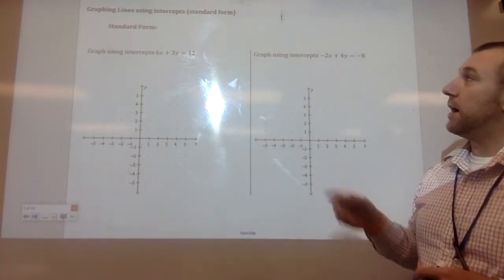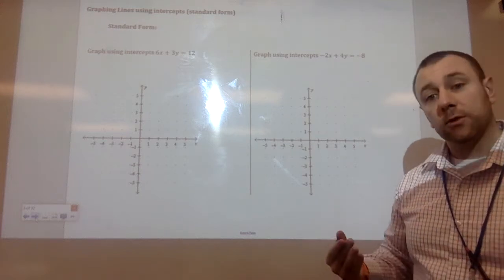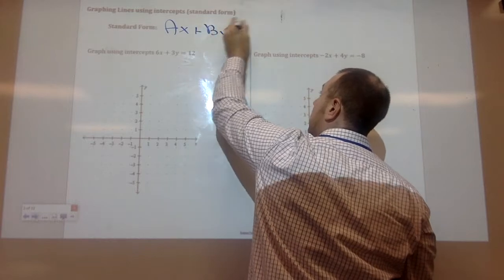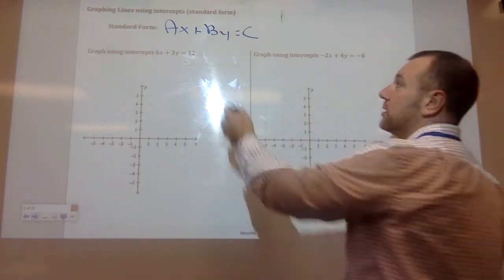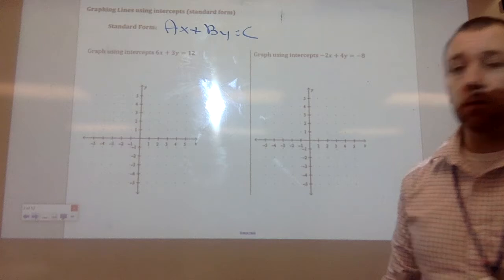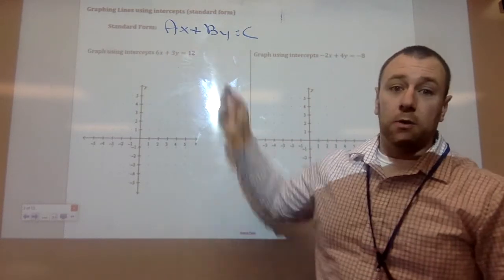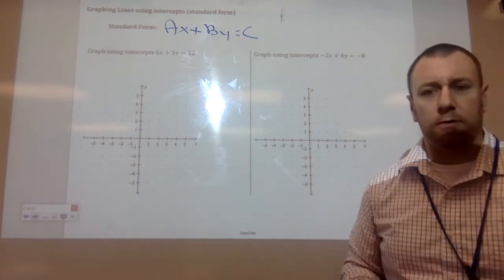The next step is graphing in standard form. Standard form is ax plus by equals c. You'll see it written as, in this case, 6x plus 3y equals 12. It's where it's not solved for y.